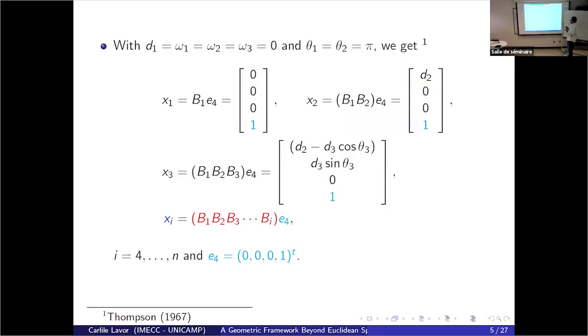And what precisely are the homogeneous coordinates of a point? You can just consider the Cartesian coordinates x, y, and z, and we put one in the fourth coordinate. This is just the homogeneous coordinates of a point in 3D space.